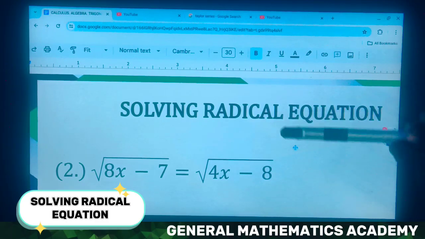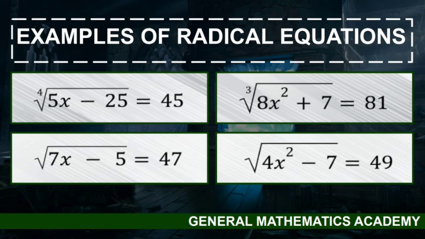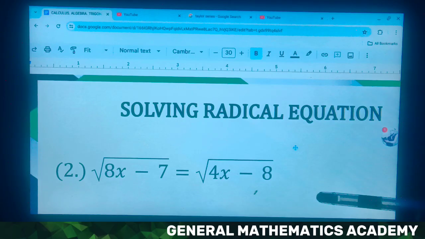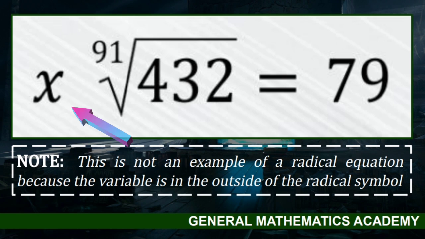So here we have an example of radical equations. These are examples of radical equations because the independent variable x is inside of the radical symbols. If the independent variable x is outside of the radical symbol, then this is not a radical equation. Otherwise, this is a linear equation.